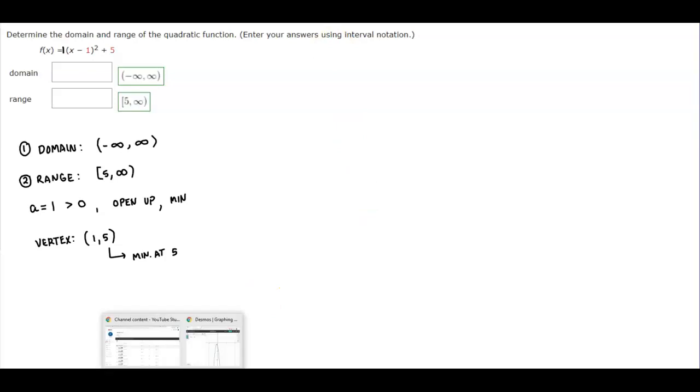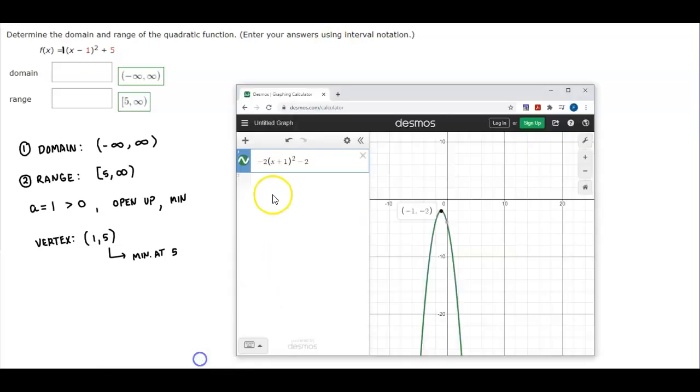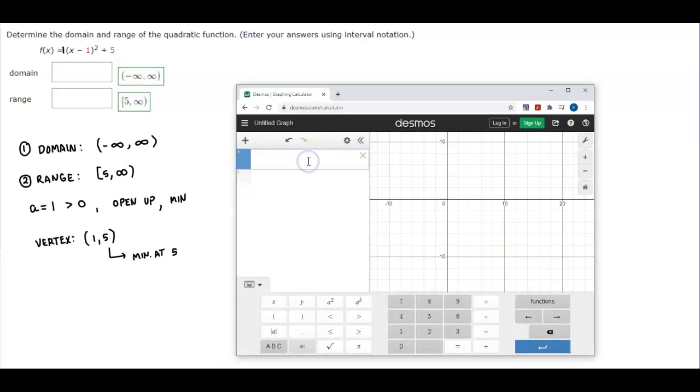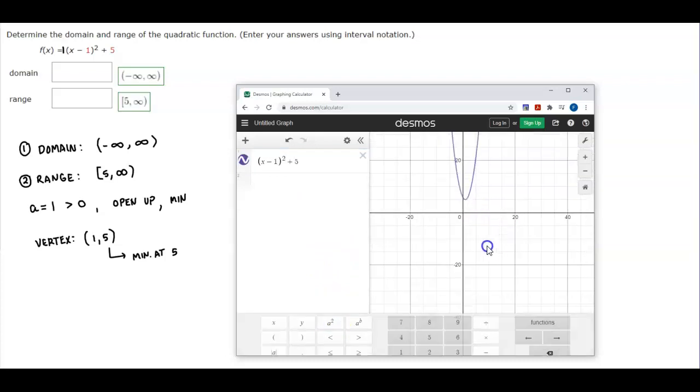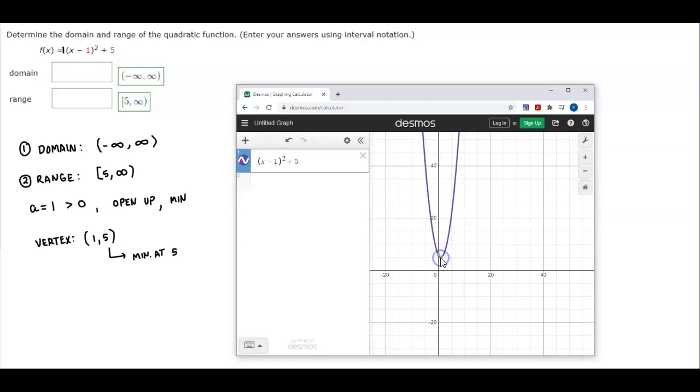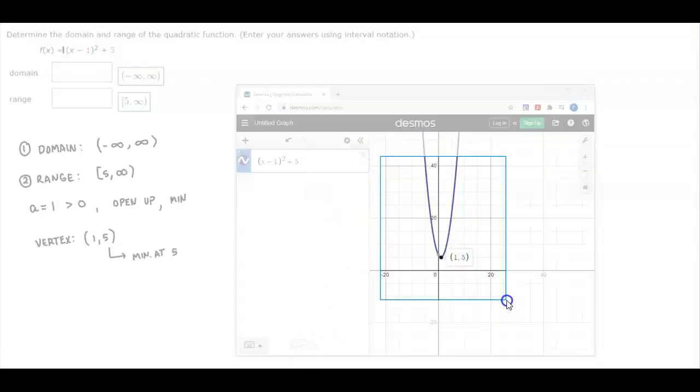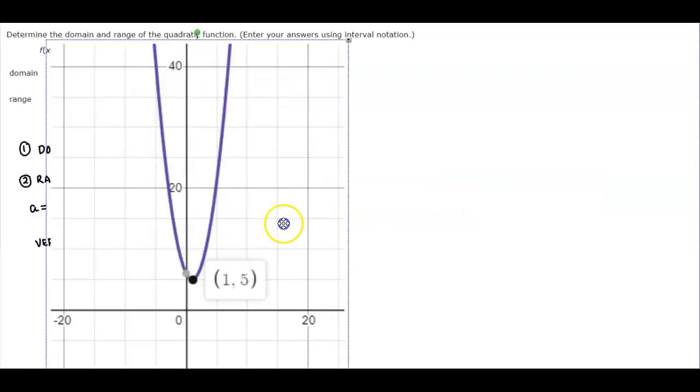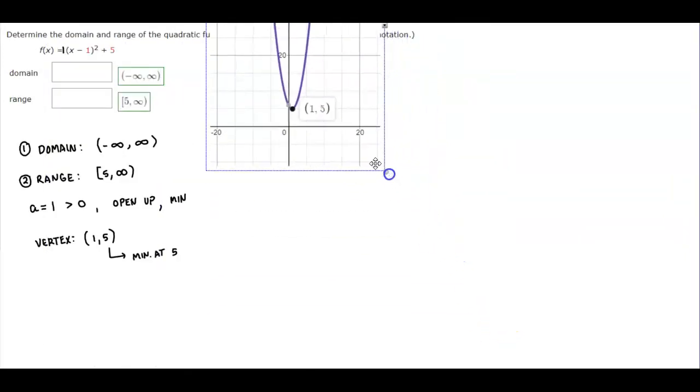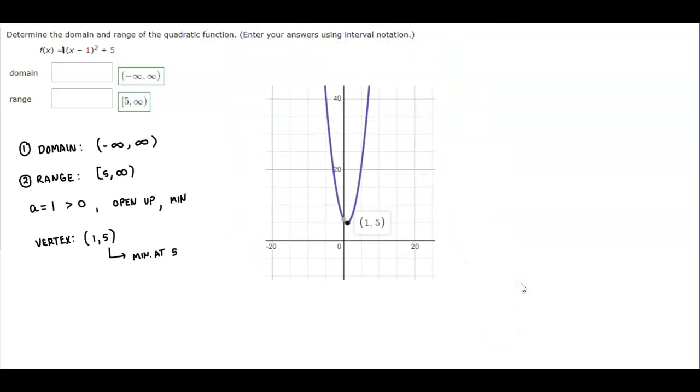Now let's go ahead and check our graph on Desmos. Okay, so if we have x minus 1, we're going to square it and then add 5. Let's take a look at this function here. All right, so now let's just verify from our graph.